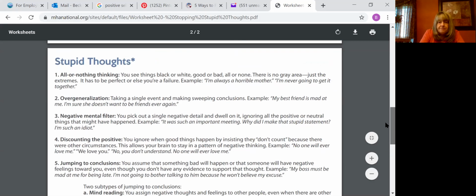Discounting the positive. That's when you ignore the good things that happen and insist that they don't count because there were other circumstances. This allows your brain to stay in a pattern of negative thinking. So an example of that would be, no one will ever love me. No matter what somebody tells them, like, we love you, or if you say, I don't have any friends, well, these people are your friends. You can point out who they are, and the person still wants to focus on the fact that they think they don't have any friends or nobody likes them.